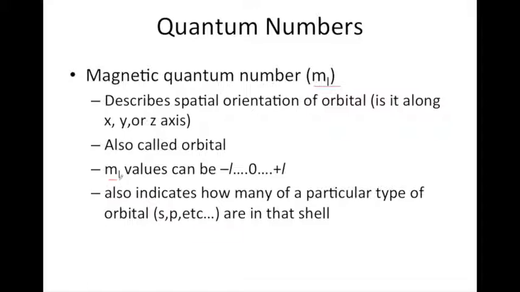The m sub L values depend on the L values. Much as the L values were determined by the n, the m sub L values are determined by the L values. So an m sub L value can be negative L, all the way, including 0, all the way up to positive L. I'll give you some examples of this in just a minute. These indicate not only the spatial orientation, but the m sub L values also tell us how many of a particular type of orbital are in a particular subshell.